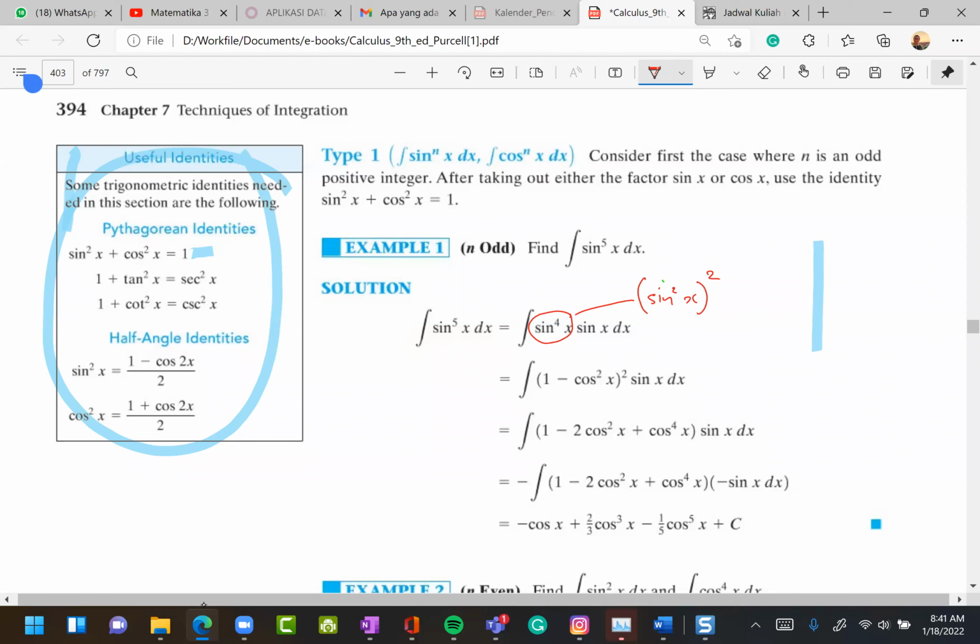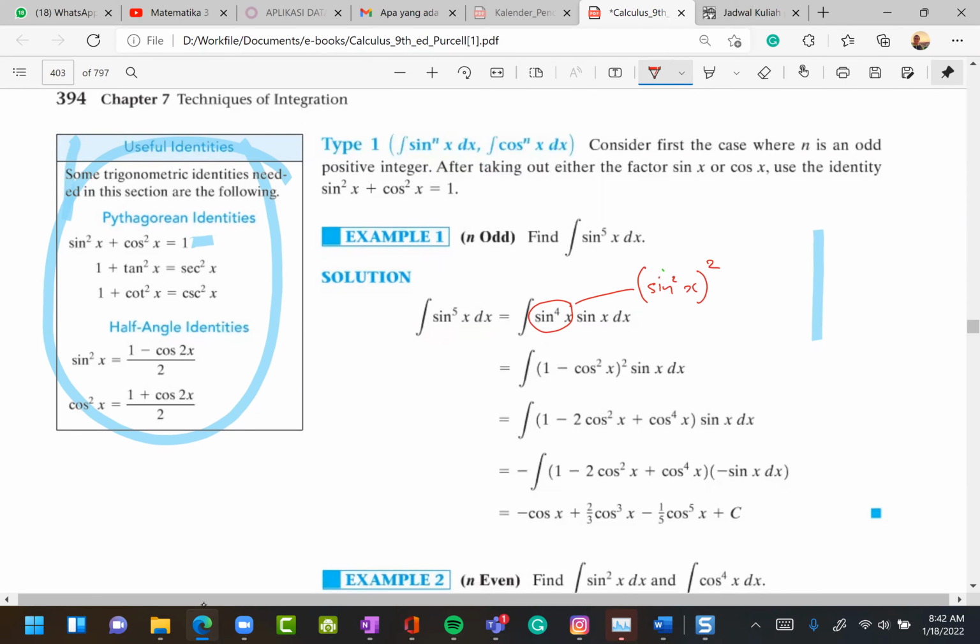So sine square is 1 minus cosine square, and then you square. Multiply this out. First, you just compute the square. Okay, so 1 minus 2 cosine square plus cosine to the fourth.